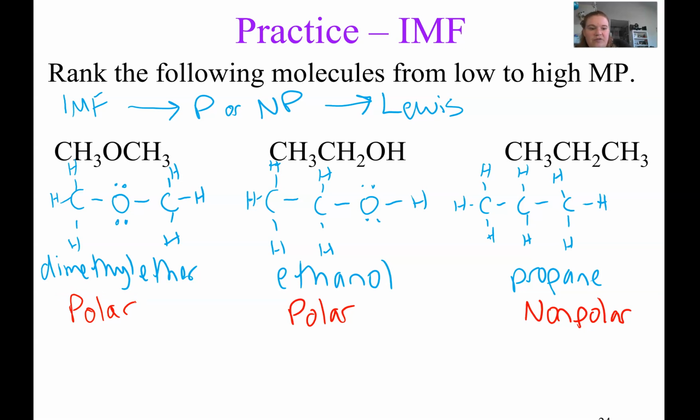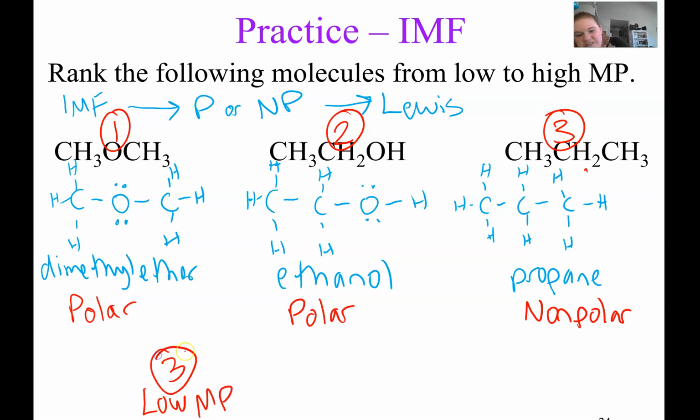So if I'm going from low to high, I'm just going to give these guys numbers. I know that molecule number 3 will have the lowest melting point. And the reason why I know this is because it's nonpolar. The only intermolecular force that it has are the dispersion forces. And that's the lowest in strength. So that's going to put it at the low end of the deal.